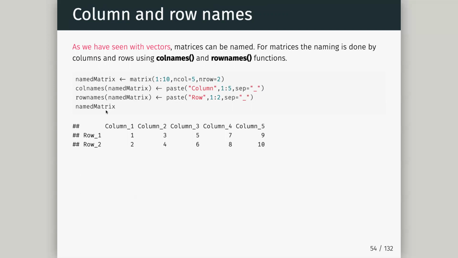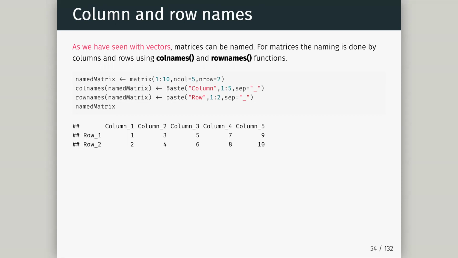Okay. As we've seen with vectors, matrices can be named. I showed you that was being done automatically when we were building them just now. If we want to, we can actually name these matrices ourselves. So in this case, I'm going to create a matrix 1 to 10, 5 columns, 2 rows. It's going to be 1, 2, 3, 4, 5, 6, 7, 8, 9, 10, and it's going to fill 5 columns. I'm then going to assign some column names to this.